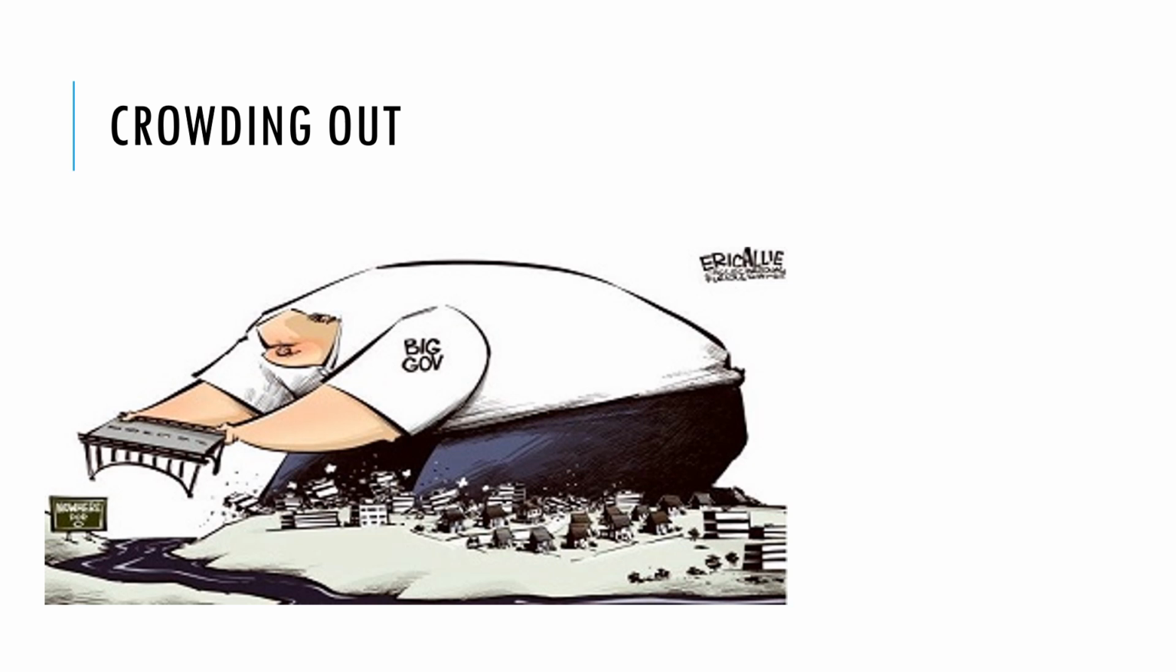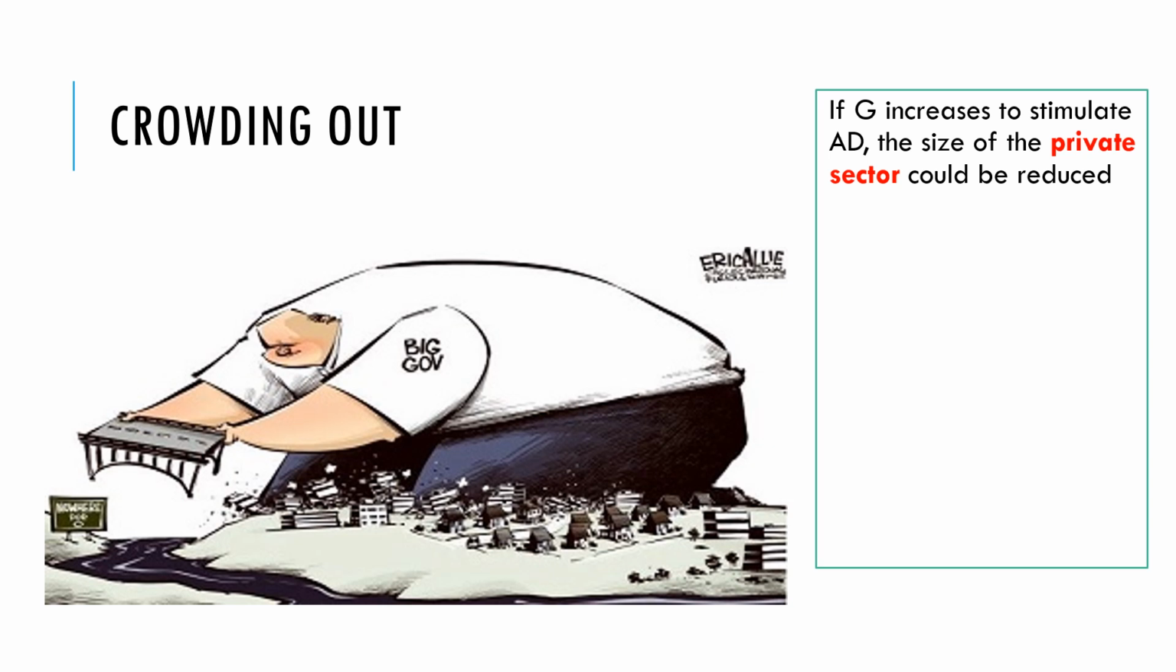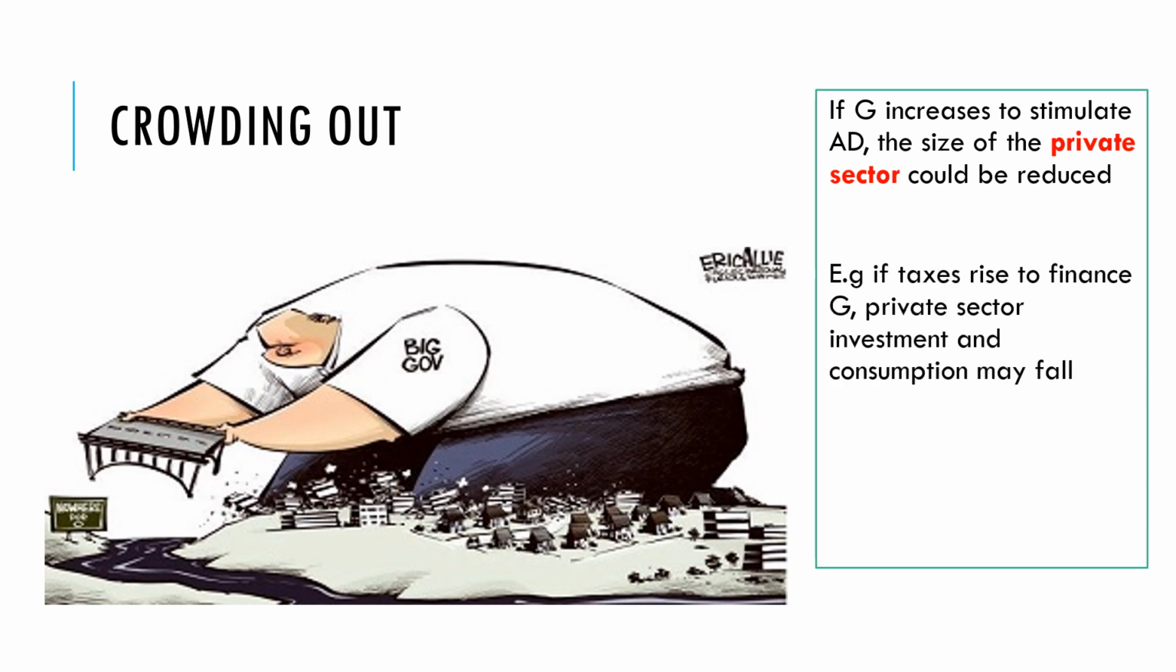Another issue with high levels of public expenditure is the phenomenon of crowding out. So if the government increases its spending to stimulate aggregate demand, the size of the private sector could be reduced. There's the idea here that the government crowds out the private sector. So if the government is going to spend more, they might raise taxes, and this makes it harder for private sector investment, and consumption may fall. It may make those firms also less competitive, so effectively the government is crowding out those private sector businesses.